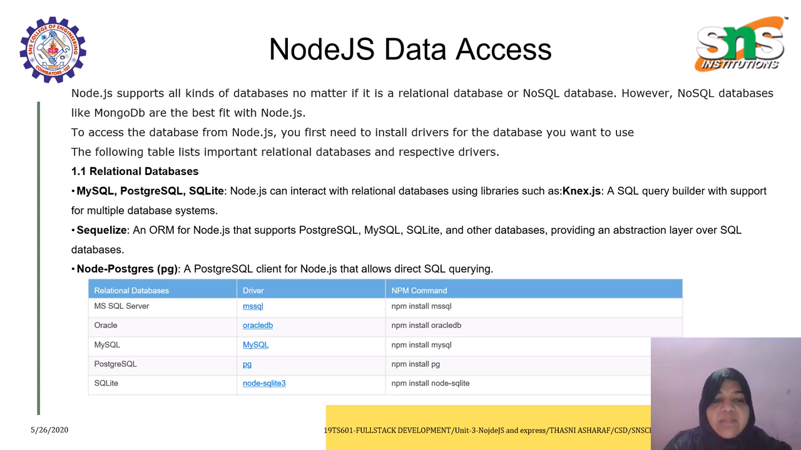Relational databases are nothing but MySQL, PostgreSQL, SQLite. So Node.js can interact with relational databases using tools such as Sequelize, which is an ORM for Node.js. It supports PostgreSQL or MySQL databases. Next one, pg, which is a client for Node.js that allows direct SQL queries.